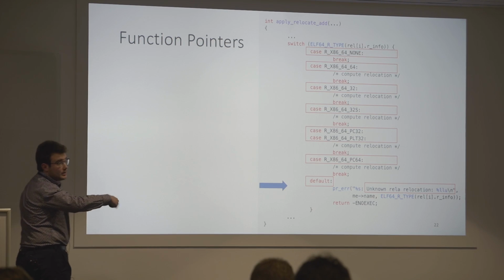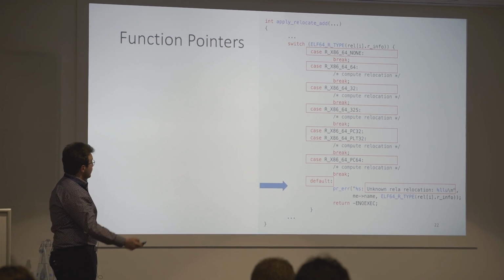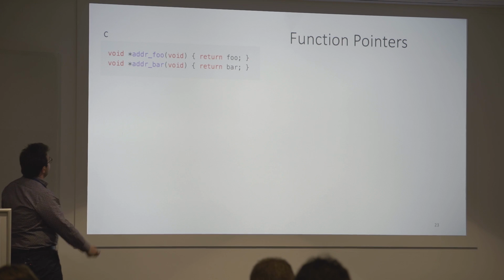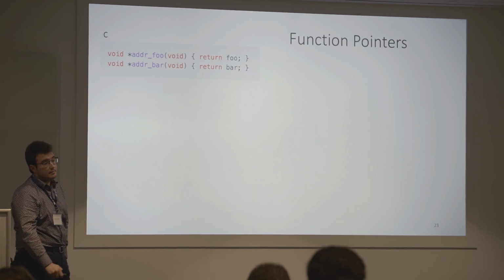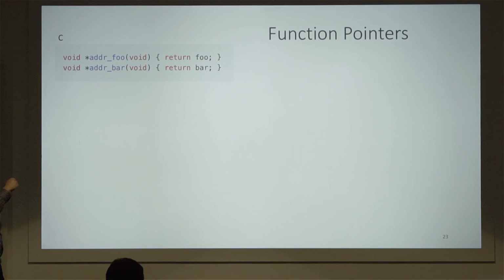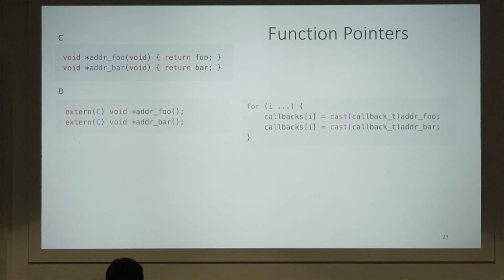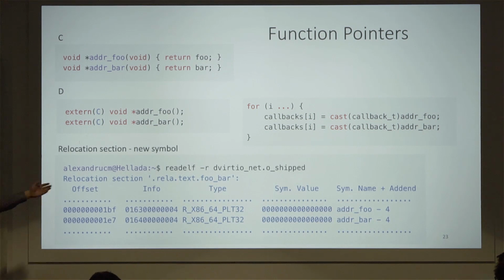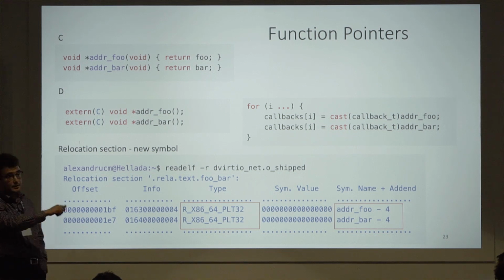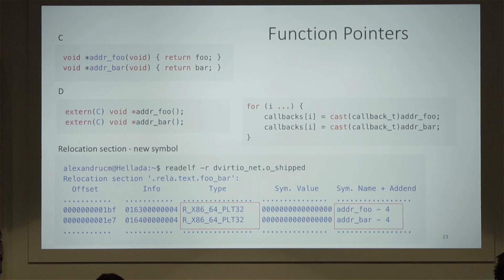So we had to do something to avoid this. Our solution was to create 2 wrapper functions in D that just return the addresses we needed. And we used them in D like that. And now we had a different type of relocation, PLT32, one that the kernel knows how to handle.